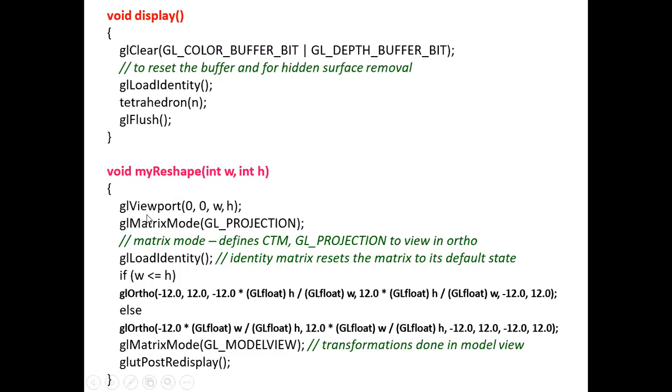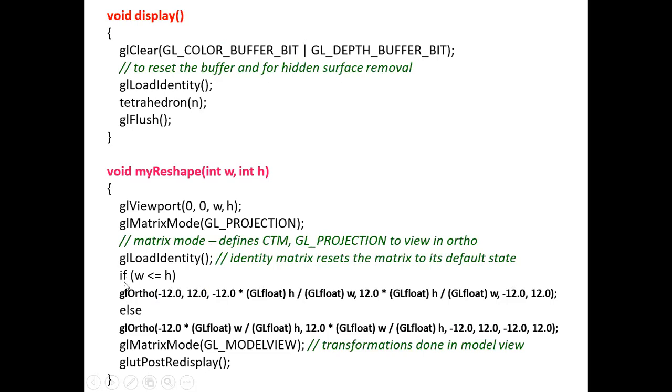In the reshape function, first we make use of glViewport, because we have to set our viewing parameters. It takes four arguments: xmin, ymin, xmax, ymax. Here xmin is 0, xmax is width, ymin is 0 and ymax is height, which are the width and height of my viewport. Next, glMatrixMode GL_PROJECTION. You have to include your projection matrix, because I'm making use of orthogonal projection. Next, glLoadIdentity, to reset the matrix to its default state.